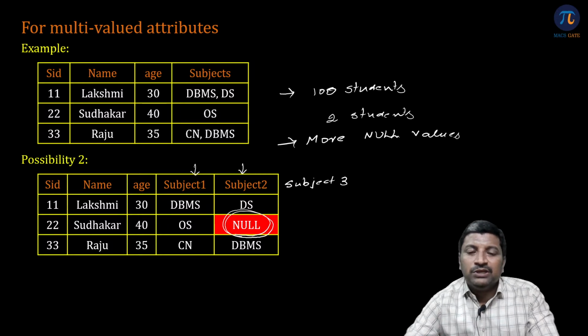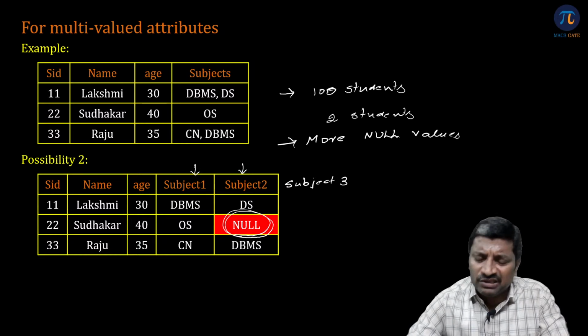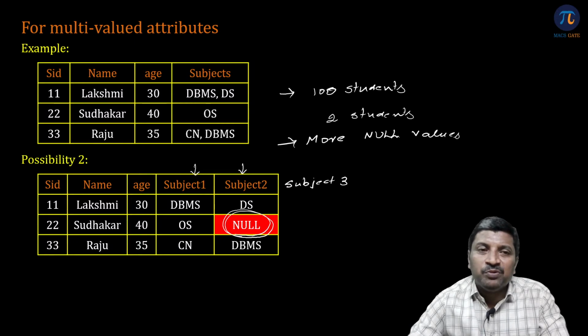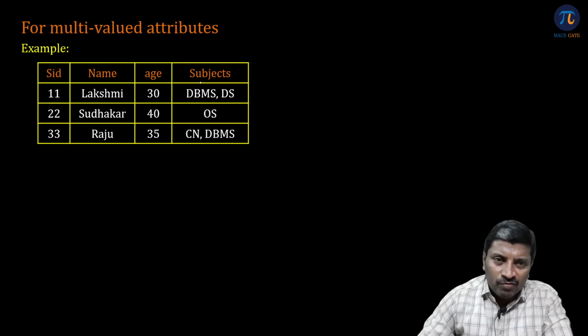Hope you understood it. So this is the second possibility. That's why most probably people don't consider the first two possibilities, sir. Of course we can consider it, but generally people will prefer the third possibility. What is the third possibility? What is the multi-valued attribute, sir?